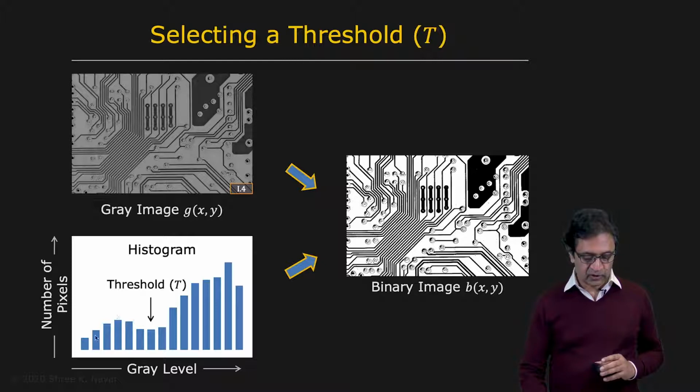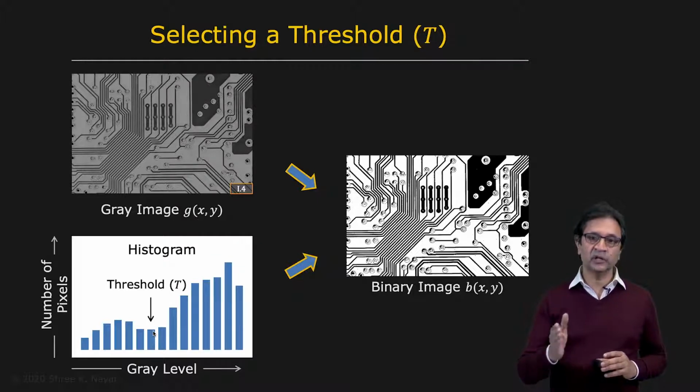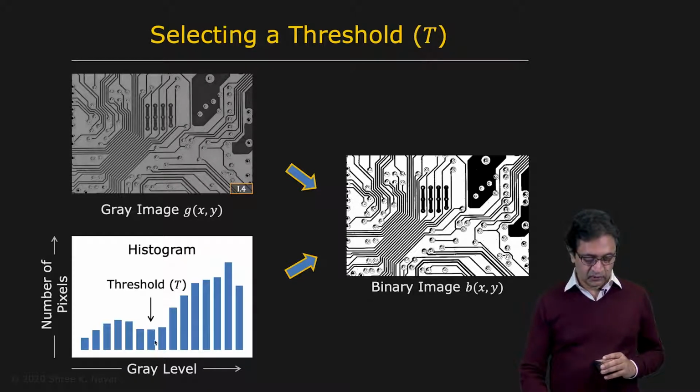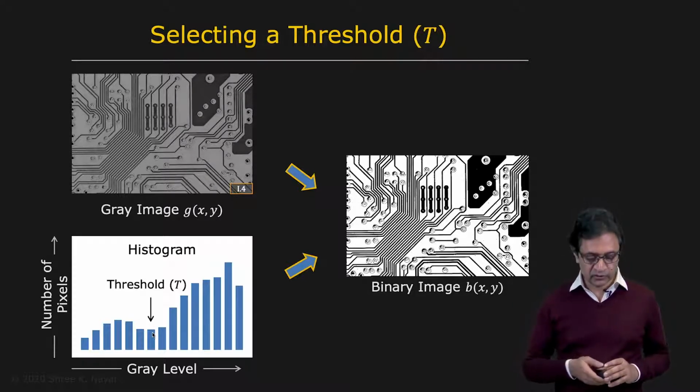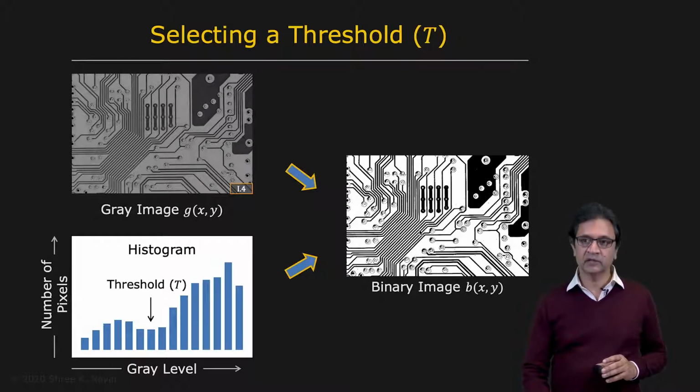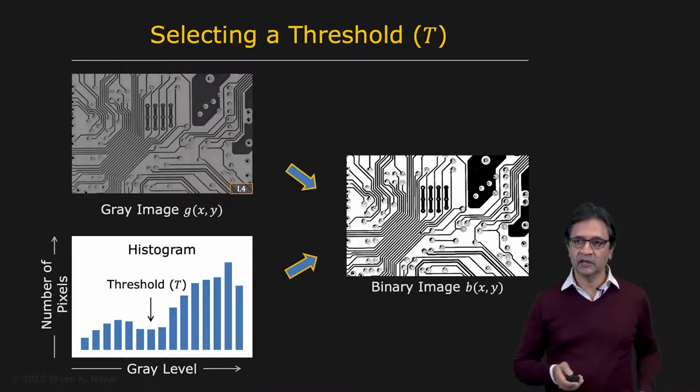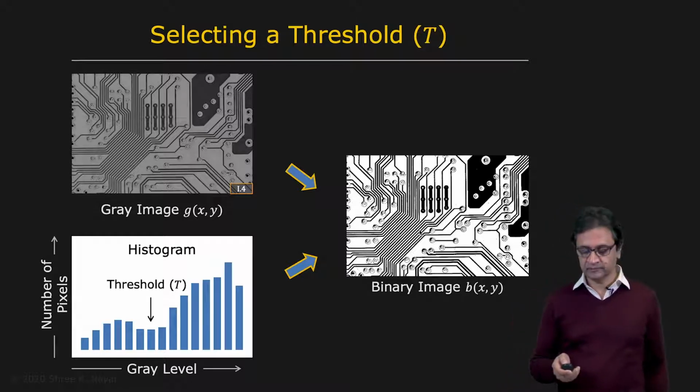One mode corresponding to perhaps the background, and the second one corresponding to the objects in the image or the foreground. And between these two modes, you have a valley, and that is where you would pick your threshold. The gray level corresponding to the valley would be a good threshold to use. And when you use that threshold, you end up with a binary image that looks like this. A pretty clean image that's ready for processing now.